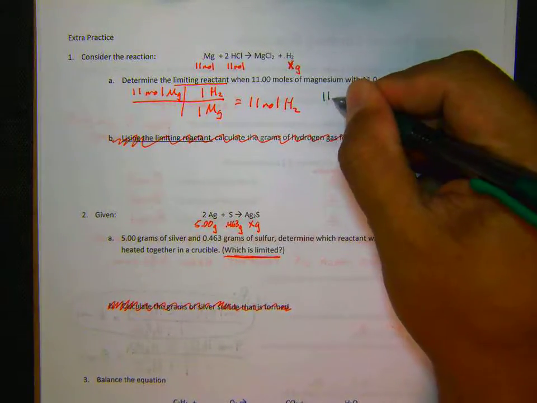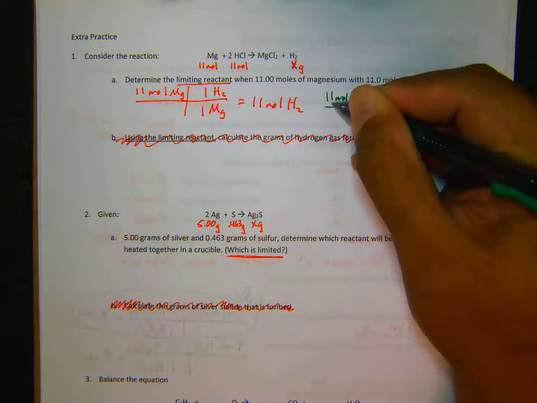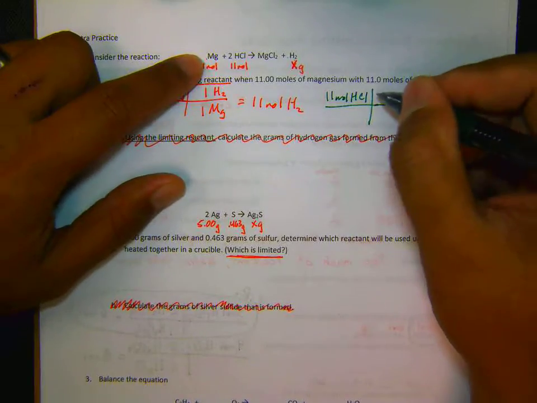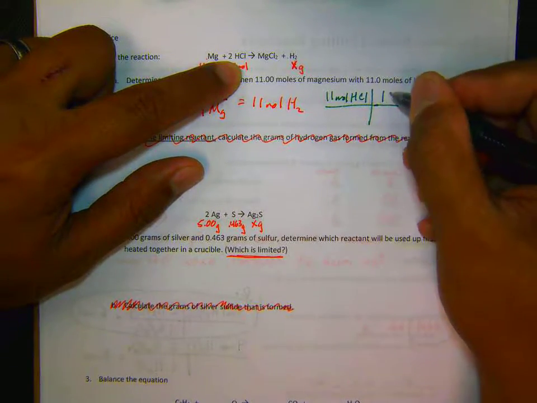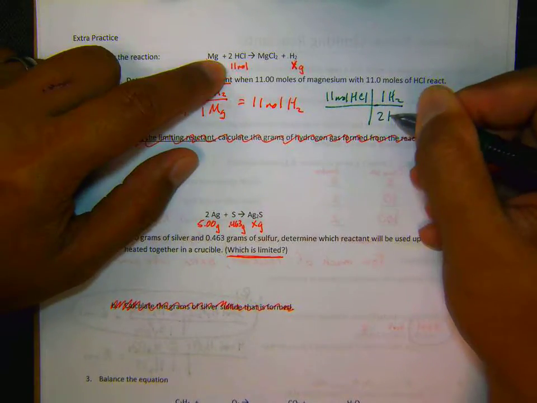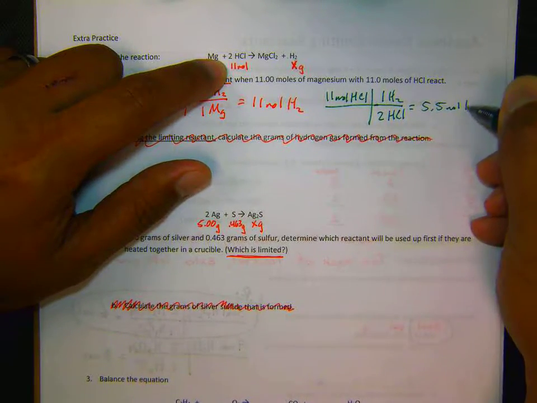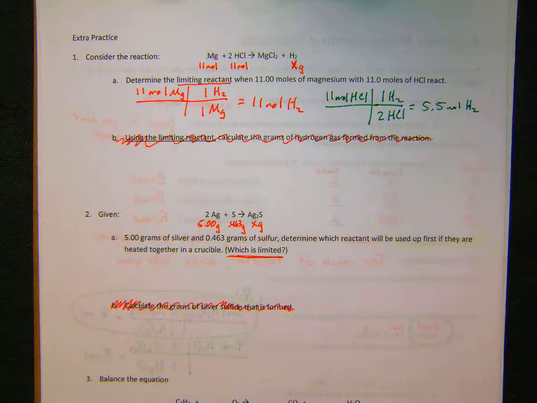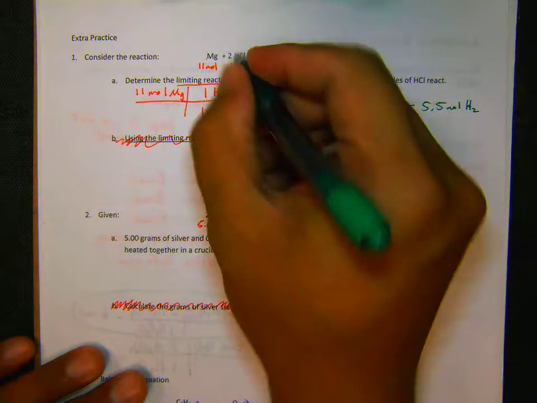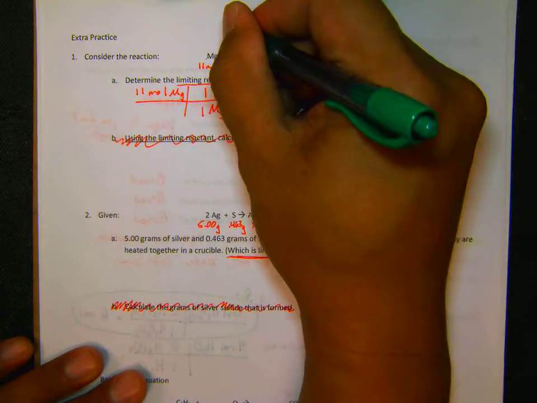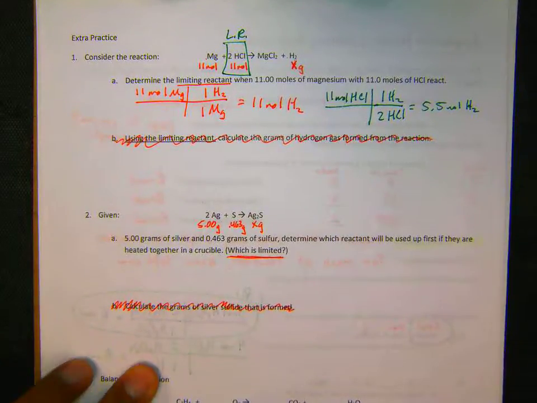Now do that again with HCl. You've got 11 moles of HCl. It's already in moles, so we're just going to do the ratio, and that ratio is 1 H2 to 2 HCl, and that ends up being 5.5 moles of H2. Okay? So the smallest number is your limiting reactant. So this is the smallest number, so HCl, you can circle it and put an LR. That's how you identify the limiting reactant.